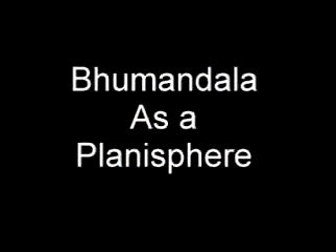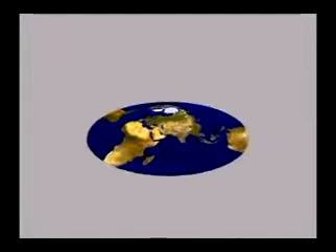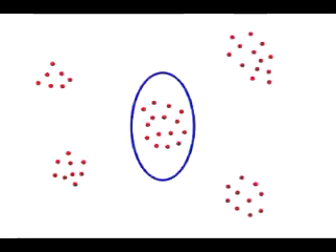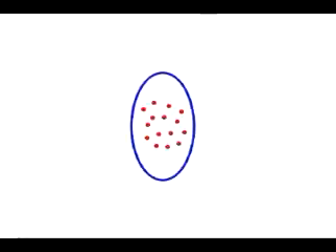Bhumandala as a planisphere. We begin by discussing the interpretation of Bhumandala as a planisphere, a polar projection map of the Earth globe. Each important interpretation of Bhumandala is obtained by focusing on a cluster of Bhumandala features and temporarily ignoring features outside the cluster.